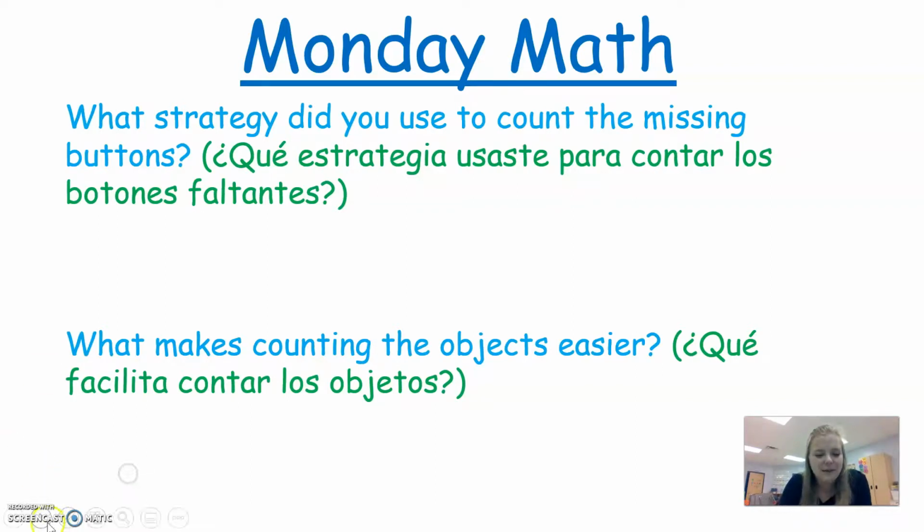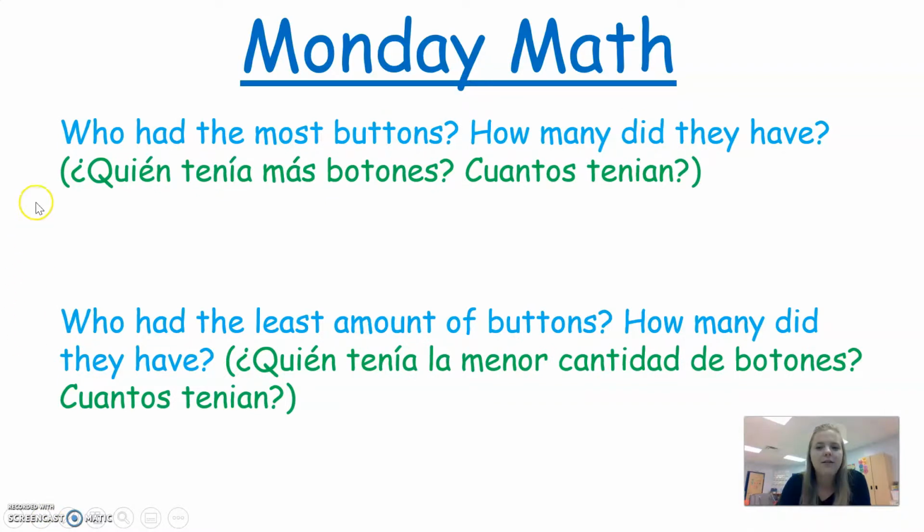Alright, we have a couple more questions. Who had the most buttons and how many did they have? You need to look at your piece of paper with all the class's buttons and see who had the most and how many did they have. And then the next question is, who had the least amount of buttons and how many did they have? Okay? When you're done with all these questions, you're done with your math for the day.